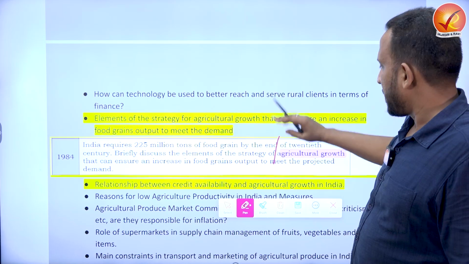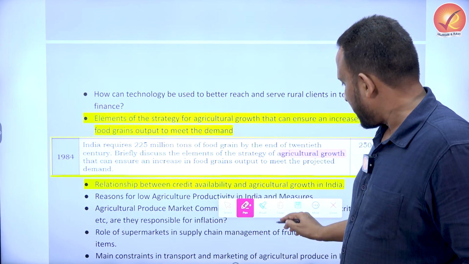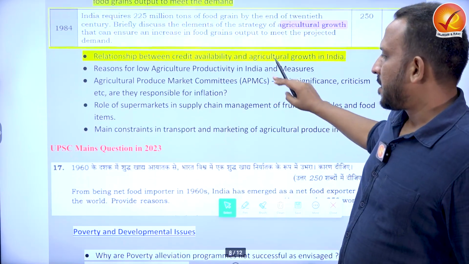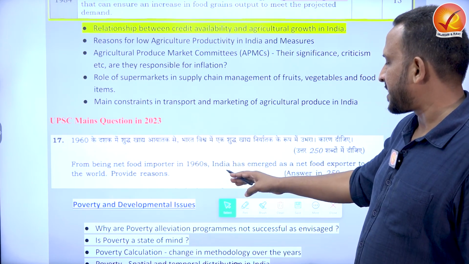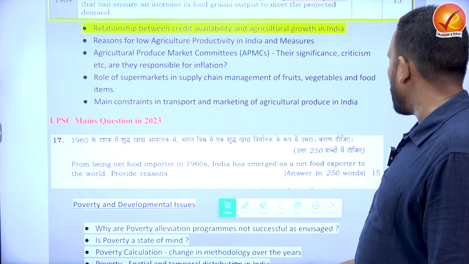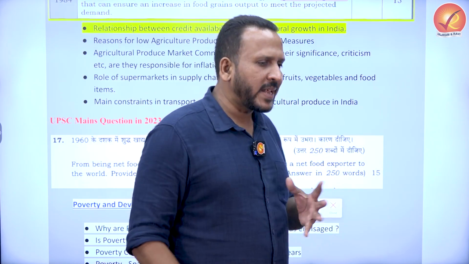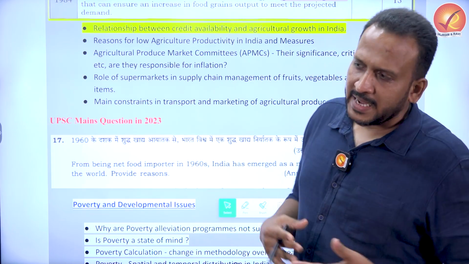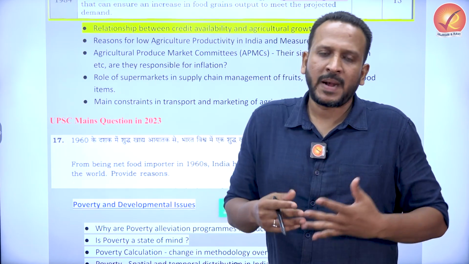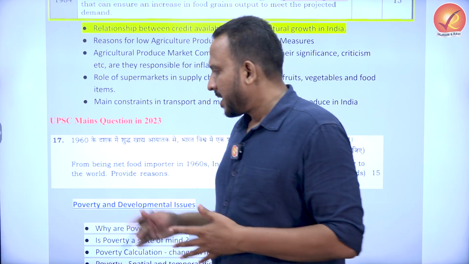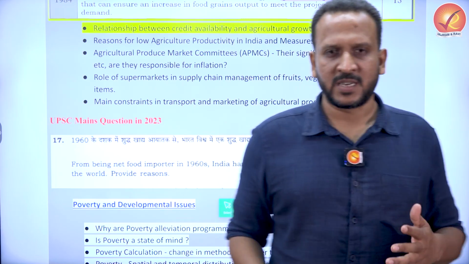Now, let's see whether the 1984 question is still relevant or not, right? Let's see this. 2023 Mains question: from being a net food importer in 1960, India has emerged as a net food exporter to the world. It says food, not agriculture commodity, but yes, agriculture commodities can also be part of it, apart from processed food, right? Agriculture is also going to be the context in this question.